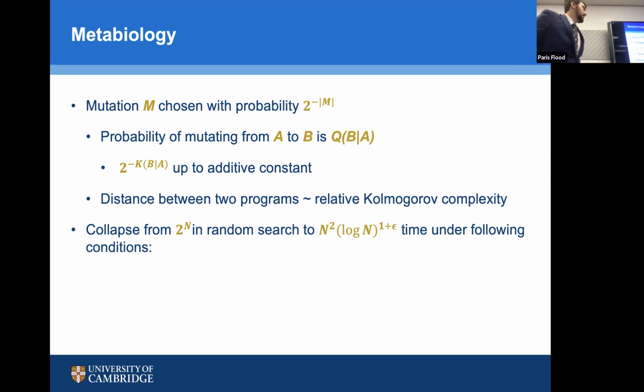But the real gem of this is that we see, for a particular fitness function, a collapse in the amount of time it takes to get this n level of fitness, from 2 to the n time to between quadratic and cubic time, which is obviously a huge jump.